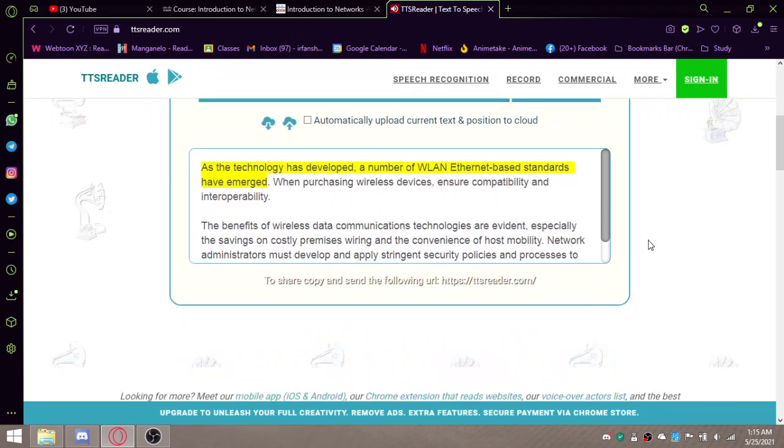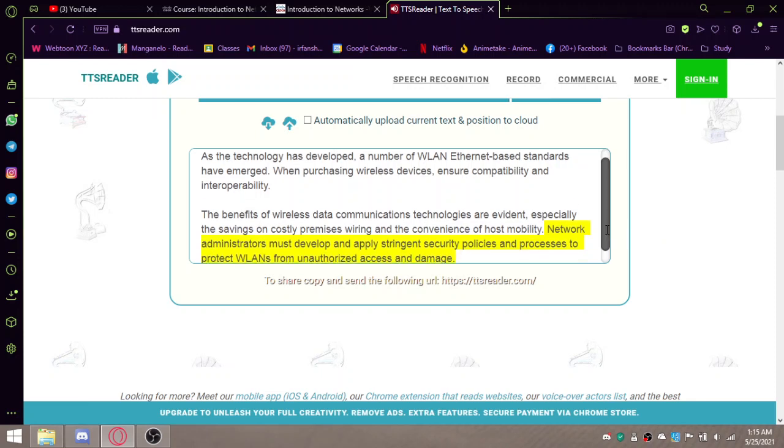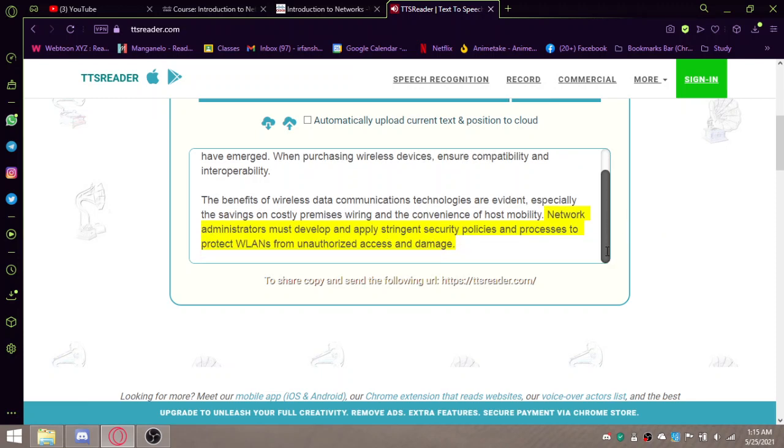As the technology has developed, a number of WLAN Ethernet-based standards have emerged. When purchasing wireless devices, ensure compatibility and interoperability. The benefits of wireless data communications technologies are evident, especially the savings on costly premises wiring and the convenience of host mobility. Network administrators must develop and apply stringent security policies and processes to protect WLANs from unauthorized access and damage.